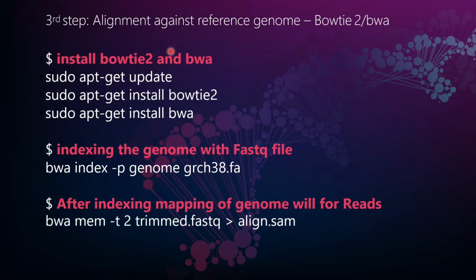What the basic indexing process is and what indexing is, we are going to look at in the next few lectures. For this lecture we need a genome file, which is the FASTA file. I'm going to tell you how to get the genome file, then we are going to install BWA and Bowtie, and after that map the reads with the index file.